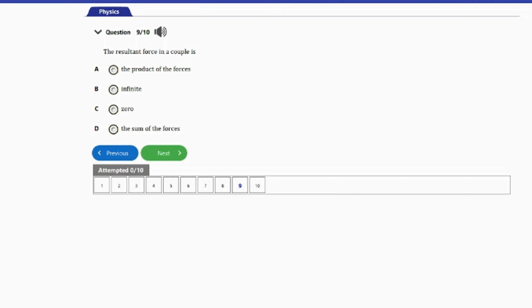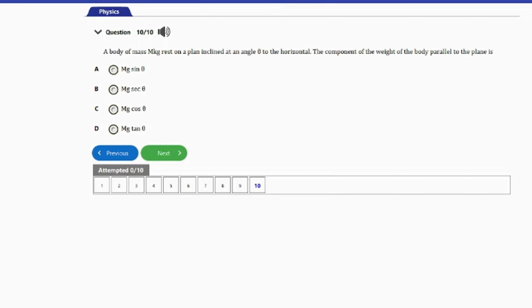So let's go ahead and consider the next and last question, guys. So that's question number 10 here. It says a body of mass m kg rests on a plane inclined at an angle theta to the horizontal. The component of the weight of the body parallel to the plane is A, mg sin theta, B, mg sec theta, C, mg cos theta, and D, mg tan theta. So guys, option A is the answer to this question, mg sin theta.